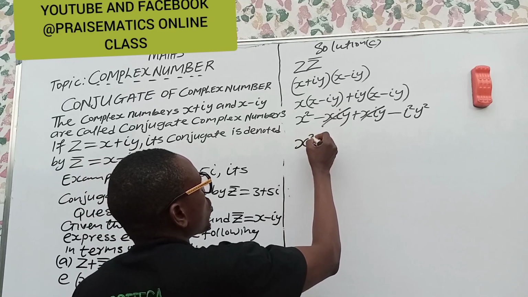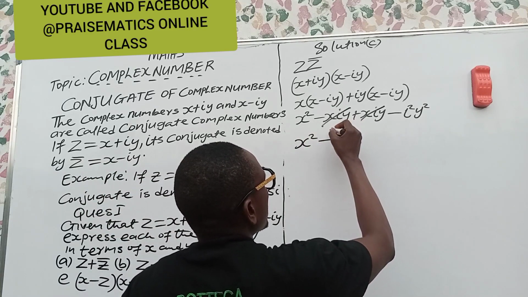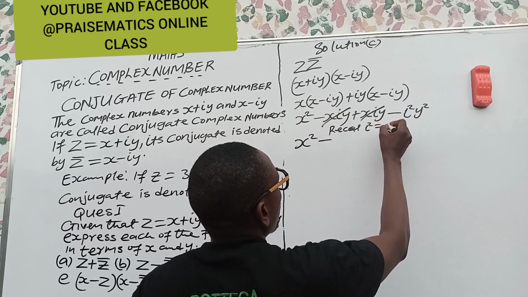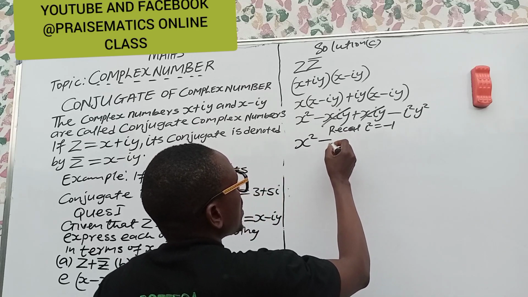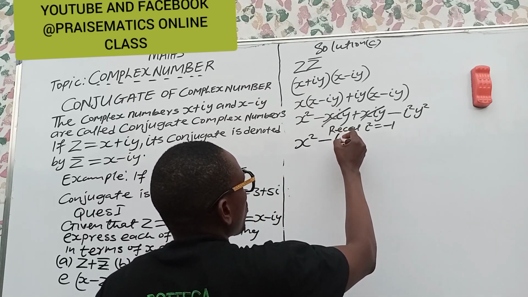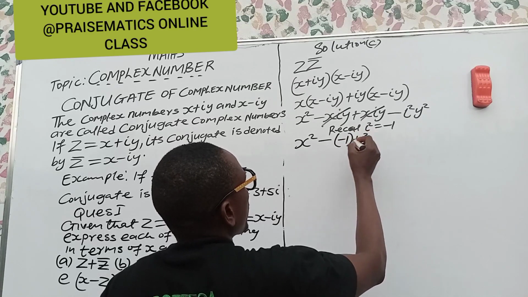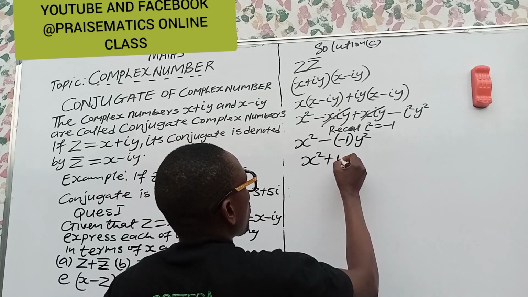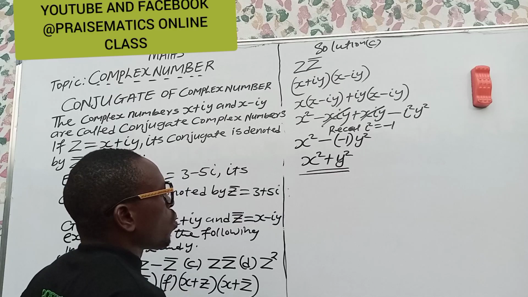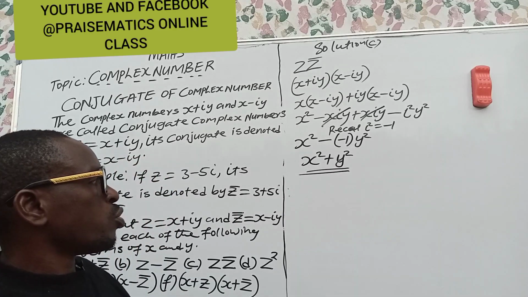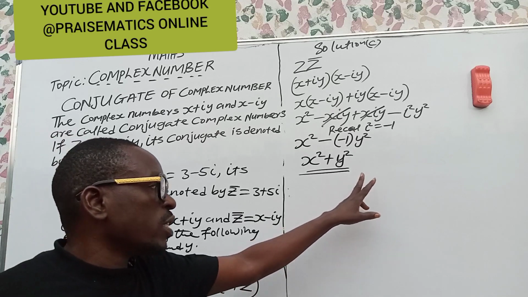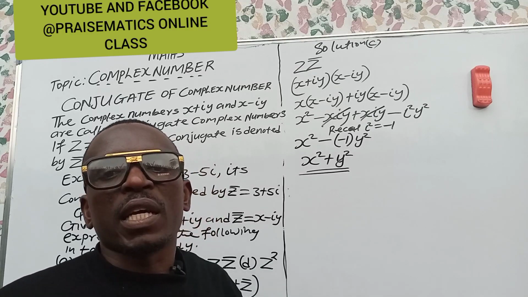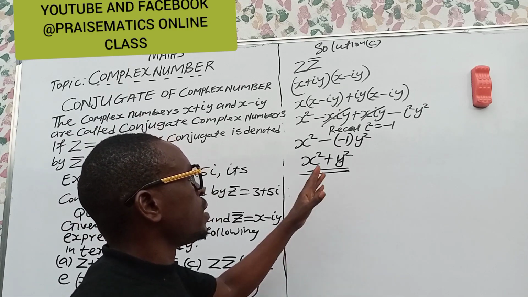We will now have x squared minus, and always recall that i squared is equal to minus 1. So from here we have minus into minus 1 y squared, and minus minus will give us plus. So x squared plus y squared. Whenever you multiply a complex number with its conjugate, you produce a real number. The imaginary part does not exist; the imaginary is always 0. That is the implication.